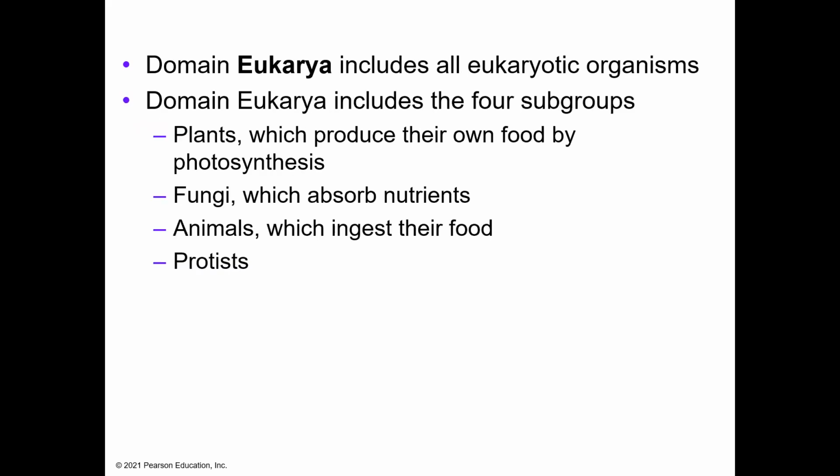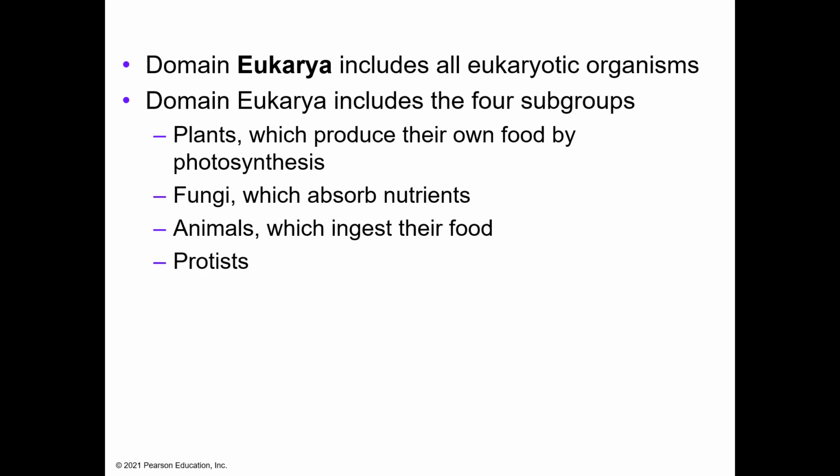Domain eukarya includes all eukaryotic organisms. They're the ones that everyone is familiar with. Eukarya are divided into four kingdoms: plants, fungi, animals, and protists. So a plant is classified as anything that's able to produce its own food by photosynthesis.